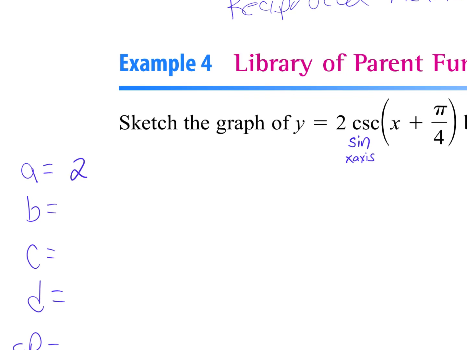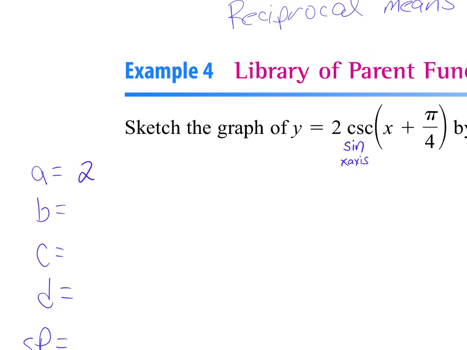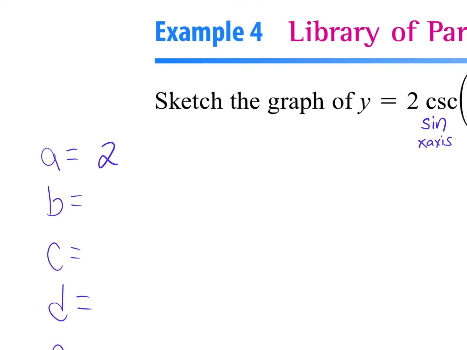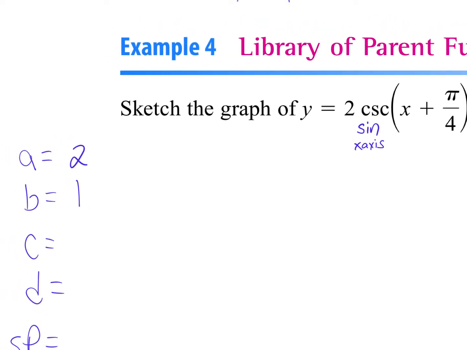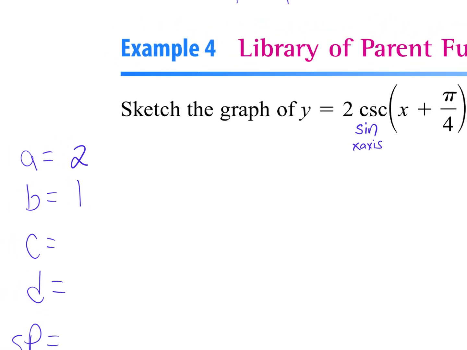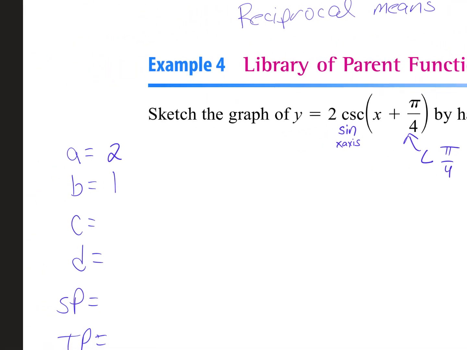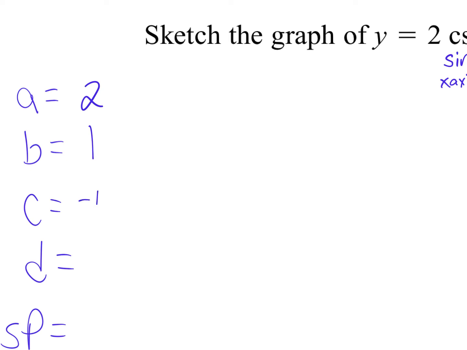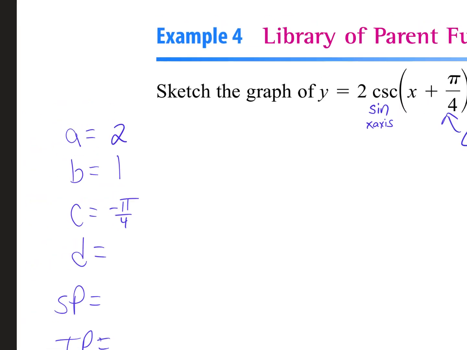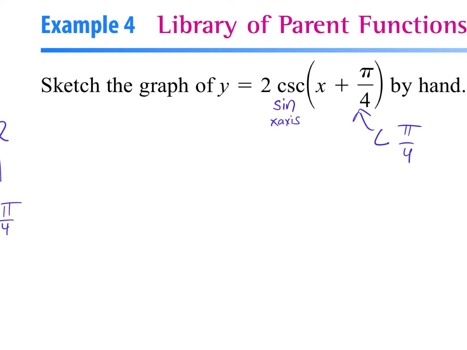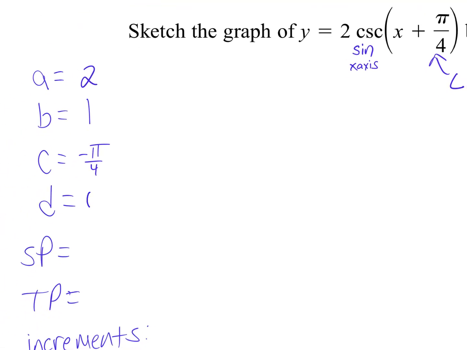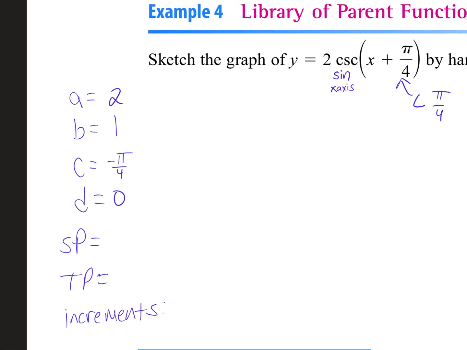B is the number in front of your x value. What is the number in front of x? 1. C is our shift, left and right. Where is this moving? Left pi over 4. So how mathematically would you say left pi over 4? Minus pi over 4. Perfect. And then D is our vertical shift up and down. Are we adding or subtracting here? No. 0. We're going to practice that a little bit more tomorrow and Monday.